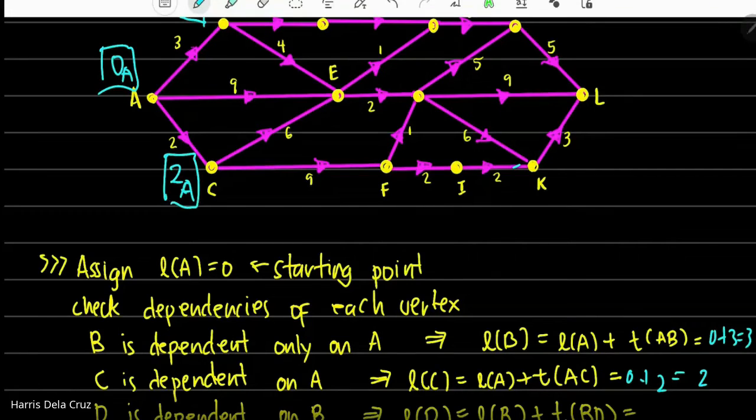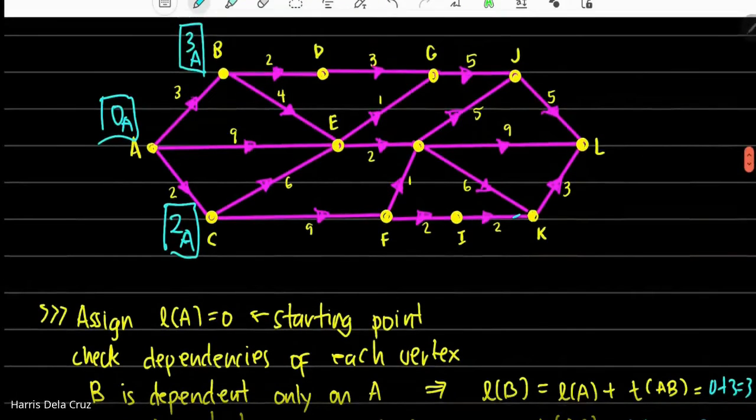Wala ka nang hinihintay. Okay. Now, let's go to D. So, si D dependent lang kay B. So, you label it 3 plus 2. So, 5. Galing kay B. Again, kasi wala nang iniintay si D.